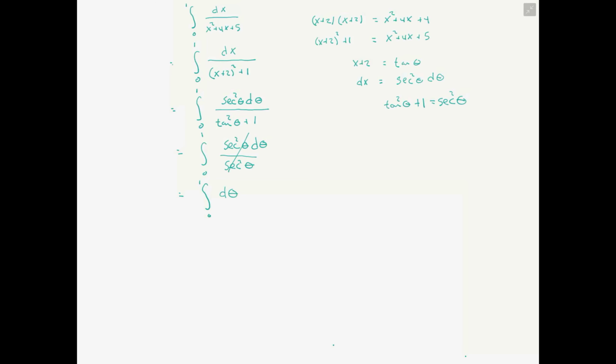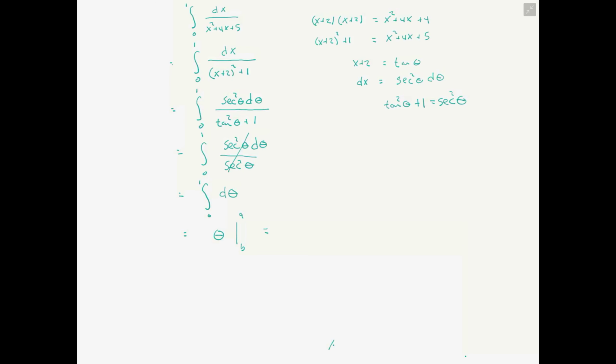Again, these aren't the real limits. I didn't bother to calculate them because I'm not going to substitute new limits for the dummy variable. I'm going to go back to the original x variable, and so I will use the original limits when I finally do the evaluation. So here we end up with theta, evaluated between some a and b, all right? Just to be technical.